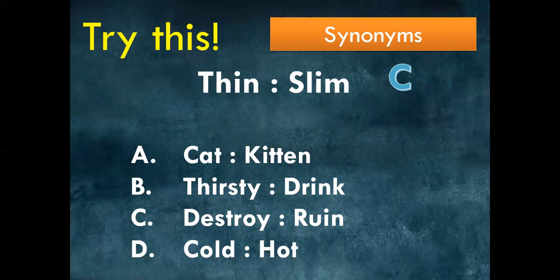Cat is to kitten would be mother and baby. Thirsty is to drink. If you're thirsty, the solution would be to drink. Cold and hot would be antonyms or opposite words. Therefore, the correct answer is letter C.